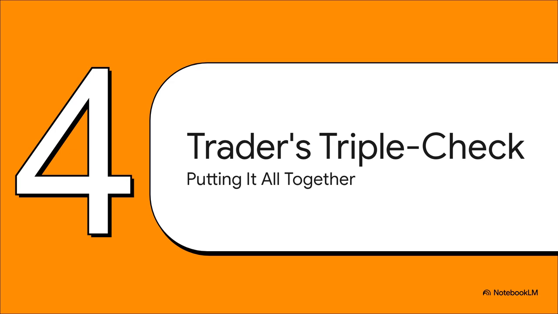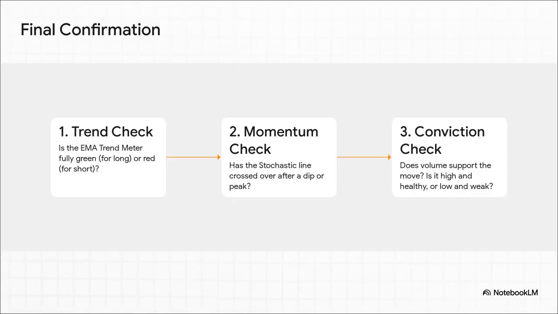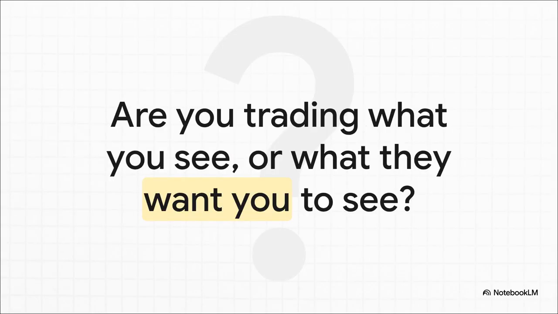All right, so now we're going to put everything together. We're going to combine our trend check, our momentum check, and our new understanding of volume into one complete, powerful checklist to keep us safe. This is it. This is the trader's triple check. Before you even think about placing a trade, you ask these 3 questions. Number 1, is the trend with me? Number 2, is momentum confirming that trend? And the final, all-important question, is there real conviction, real volume behind this move, or does it feel like a trap?